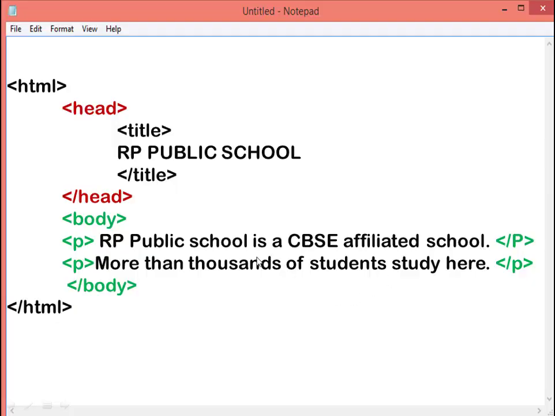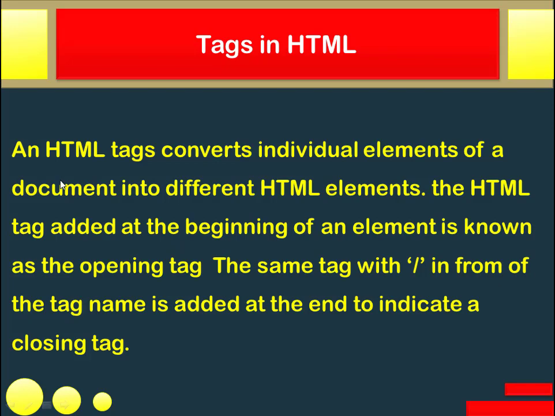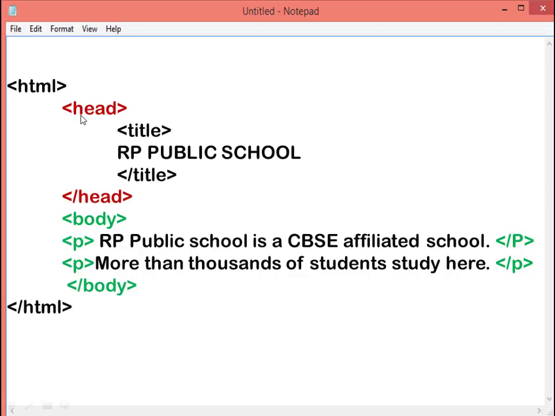Okay, so what does it say? It says that the HTML tag converts individual elements of the document into different HTML elements. The HTML tag added at the beginning of an element is known as the opening tag. This is the closing tag. Here this is the opening tag, and this is the closing tag. Even the body is an opening tag, and with this forward slash is the closing tag.